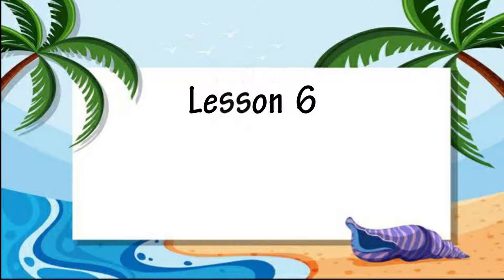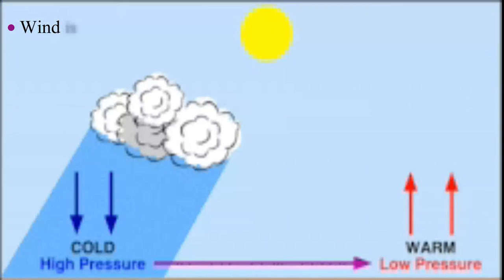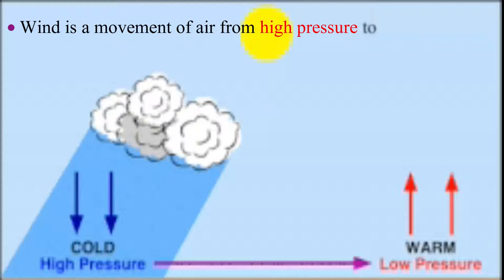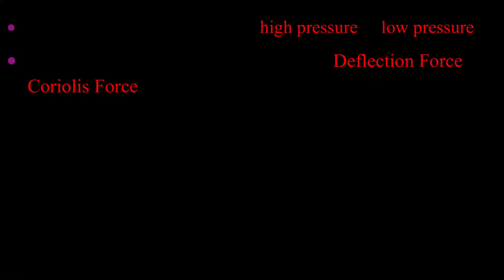Let us go through the main points of the lesson. The movement of the winds. Wind is a movement of air from high pressure to low pressure. The direction of the wind is changed by deflection force, which is also known as Coriolis force.